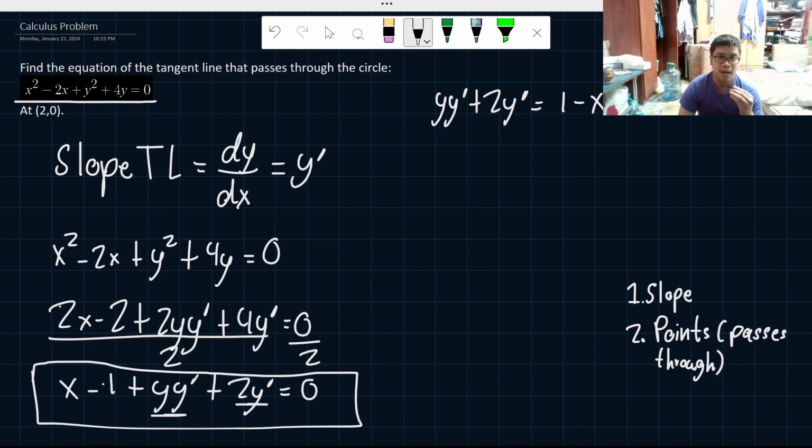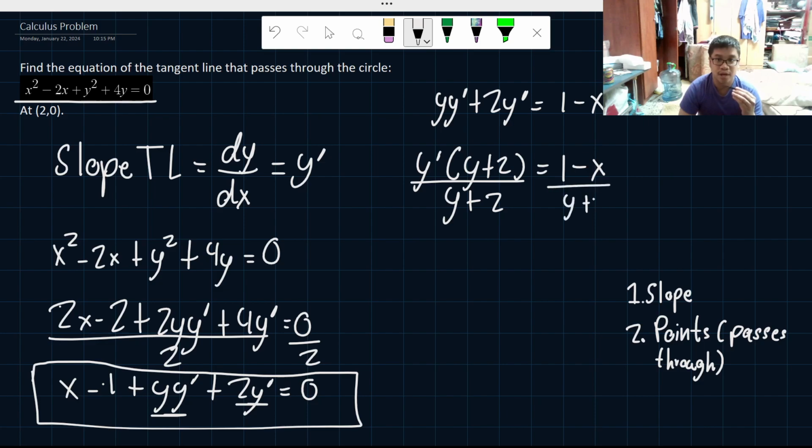Then we're going to factor out y prime in this expression. So this would become y prime times quantity y plus 2 is equal to 1 minus x. And after that, for you to find y prime, you have to isolate it. So we will divide both sides by y plus 2, and the y plus 2 here will be cancelled. We will have y prime is equal to 1 minus x all over y plus 2. Okay, now you found your y prime, and this is the slope of the tangent line.